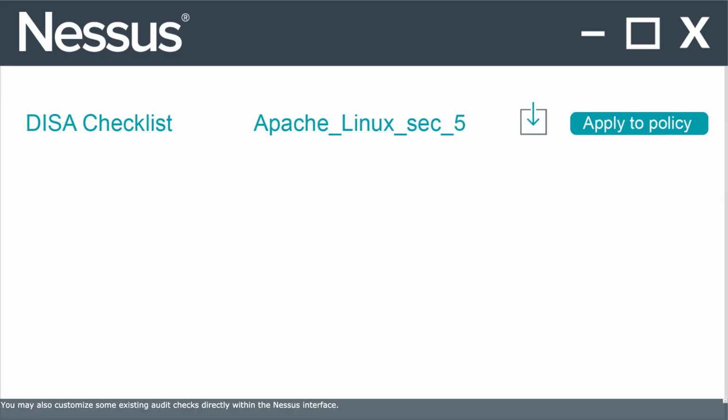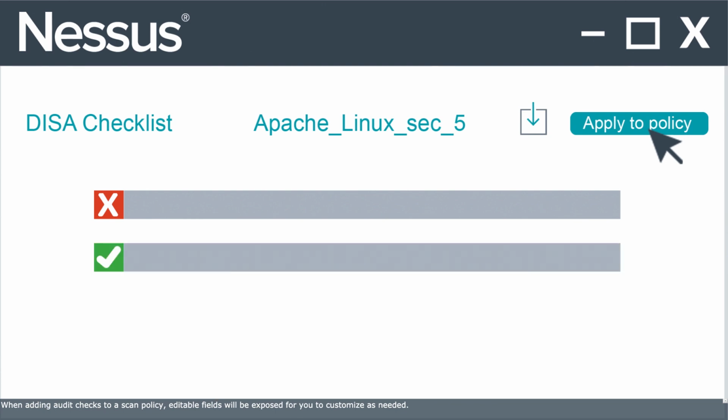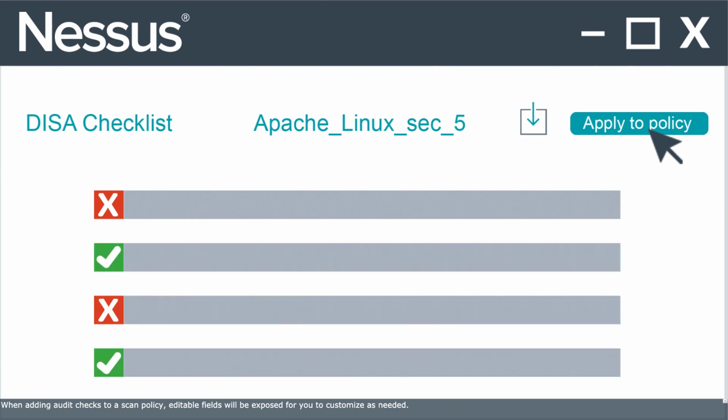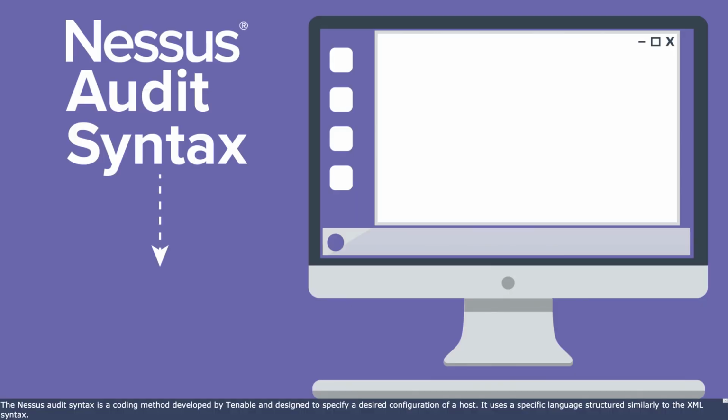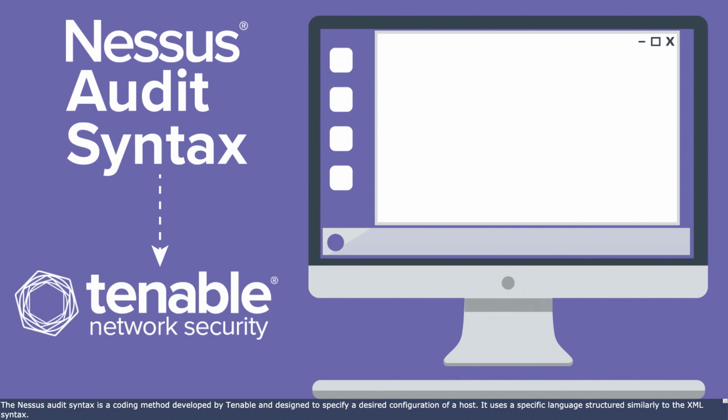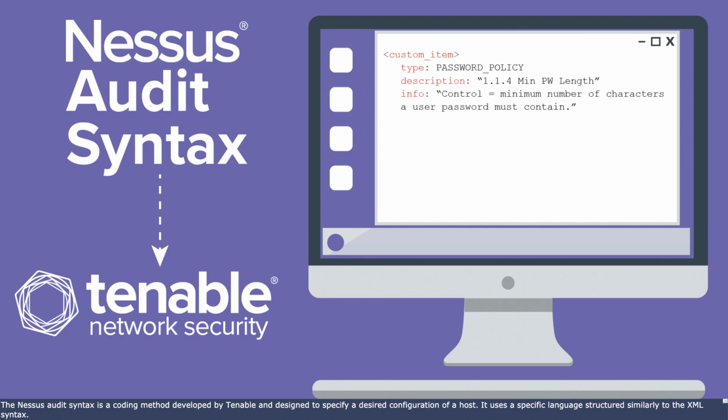You may also customize some existing audit checks directly within the Nessus interface. When adding audit checks to a scan policy, editable fields will be exposed for you to customize as needed. The Nessus audit syntax is a coding method developed by Tenable and designed to specify a desired configuration of a host. It uses a specific language structured similarly to the XML syntax.